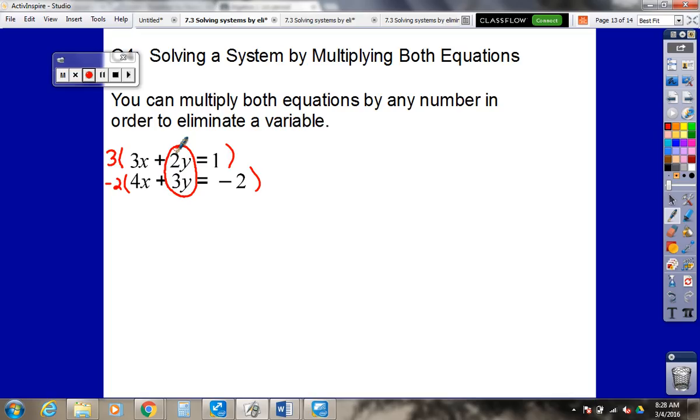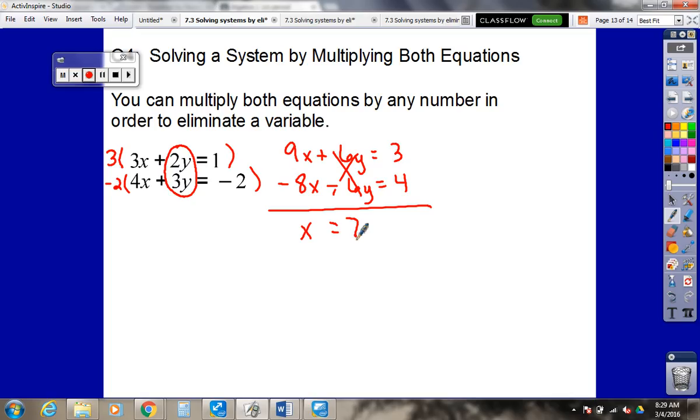From here on out, it's stuff that you know how to do. So let's go through this part somewhat quickly. 3 times 3 is 9x plus 6y equals 3. And in the bottom equation, we get negative, I'm sorry, I put 2 y's up there. Oh, it's x. Negative 8x minus 6y equals positive 4. Okay, when we add them together, Damien, what do we get? 1x or just x, good. Equals 7. So we have x equals 7.